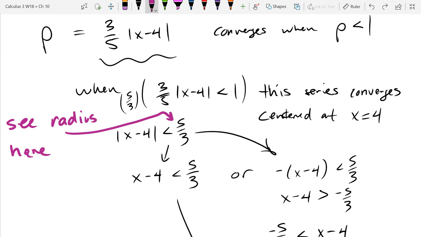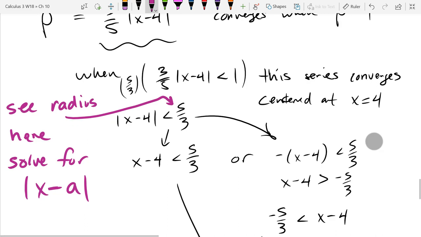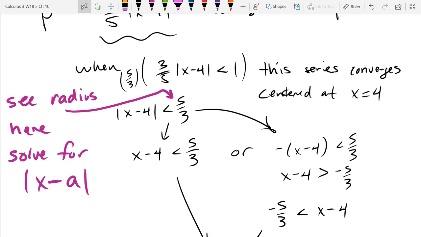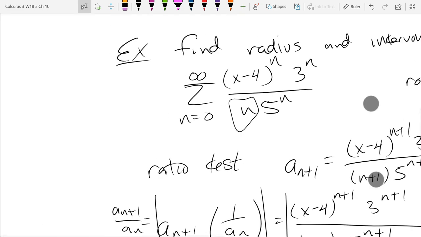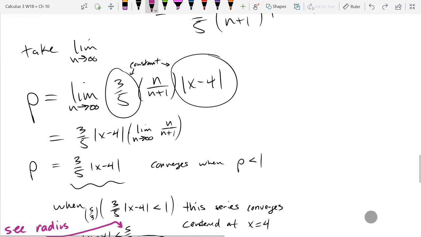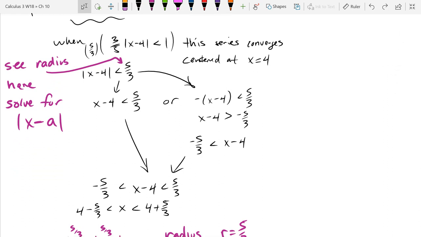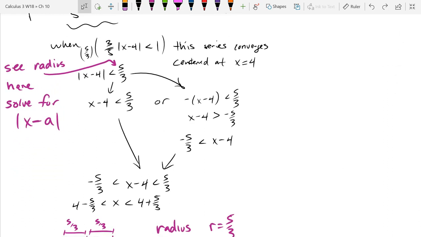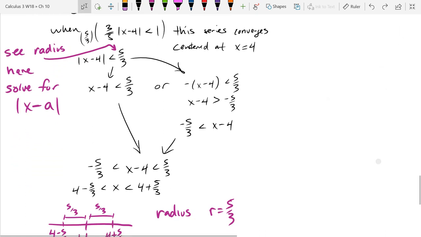It won't always necessarily be this straightforward, but basically when you solve, you will have solved for the absolute value of x minus a. In our case, a was 4. If you look, you'll pretty much see that right away. You're basically going to solve for that right there. Okay, so when you solve for x minus a, you're going to be looking right at the radius at that point. So that's how you find your radius.